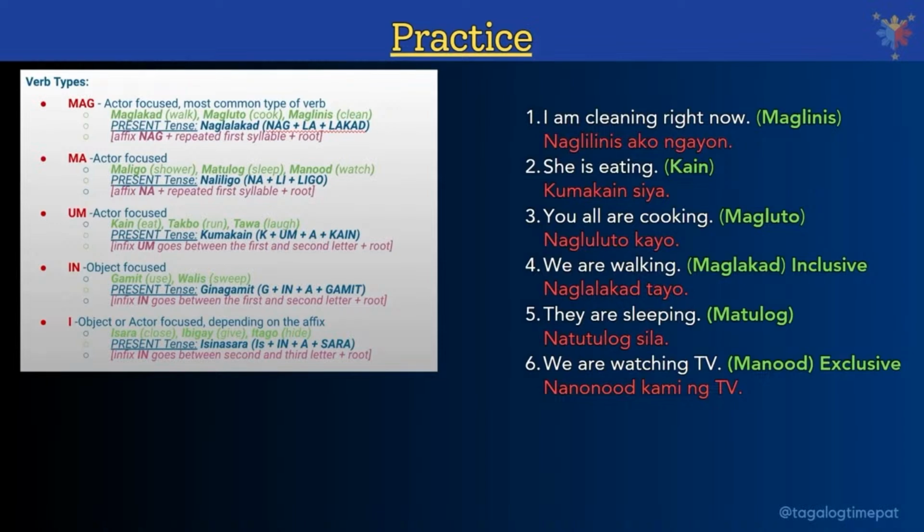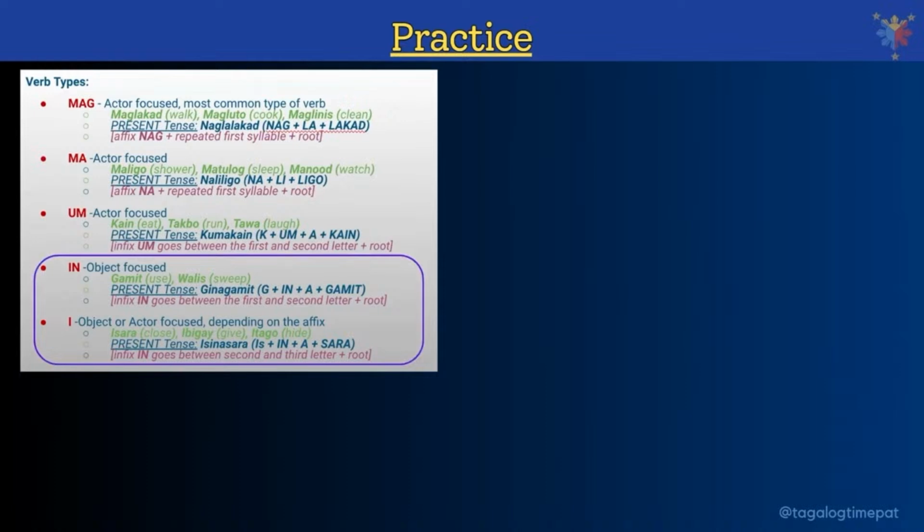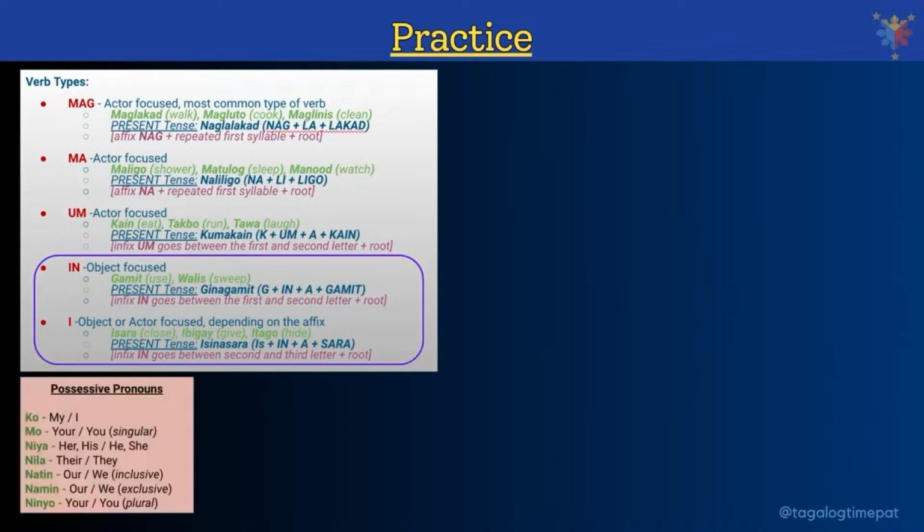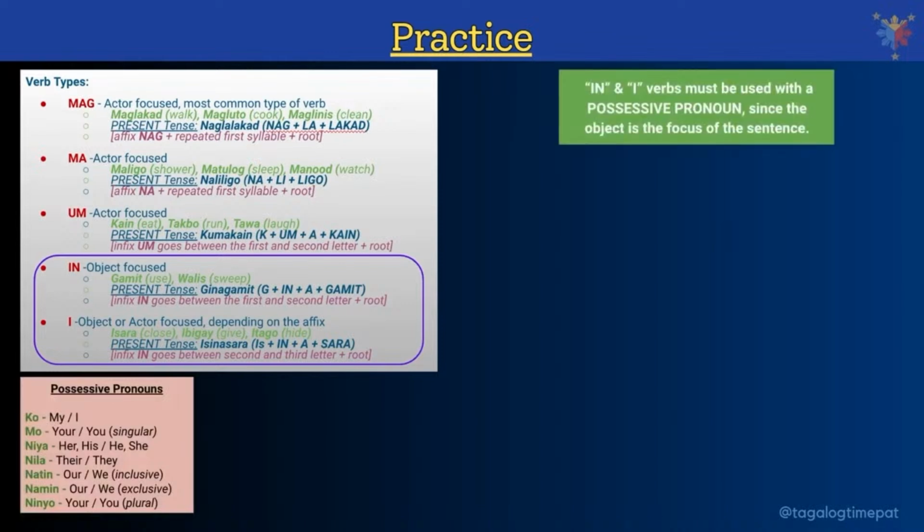If you look closely, you'll notice that all of these examples are mag, ma, or verbs. That is because they are all actor-focused, meaning you can use a subject pronoun like we were using. However, if you want to use an in or e-verb, now you have to actually use a possessive pronoun. And the idea here is that for in or I-verbs, since the object is the focus of the sentence, it's almost like you are in possession of that object, so you have to use these possessive pronouns.